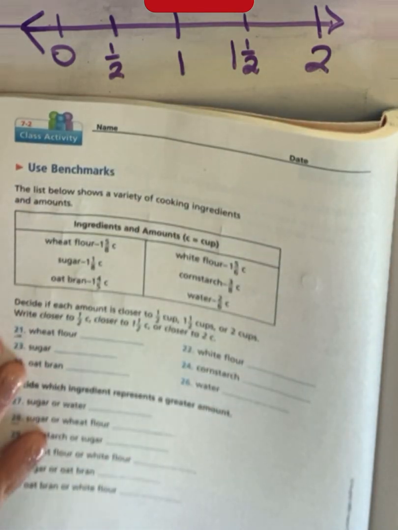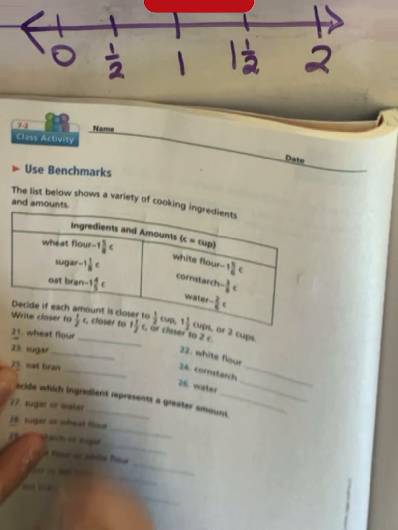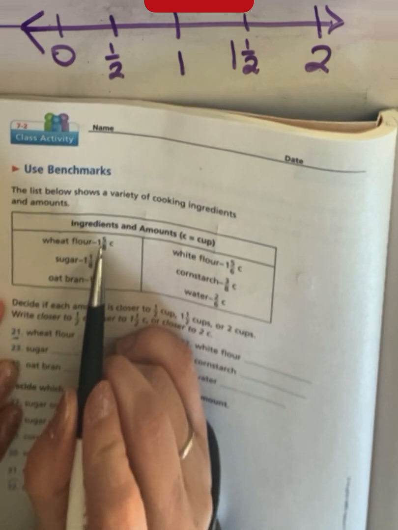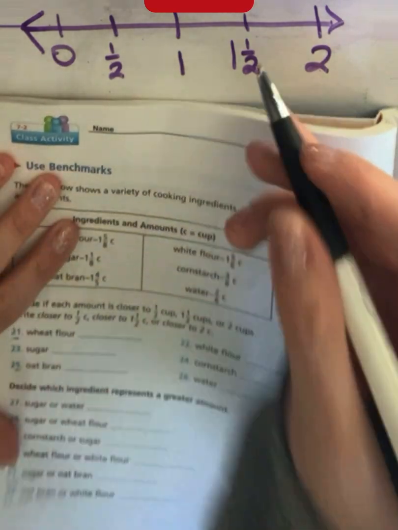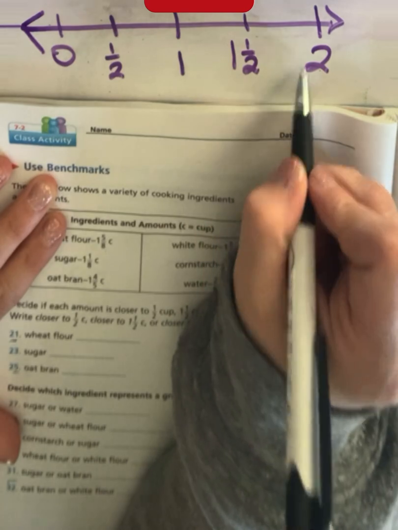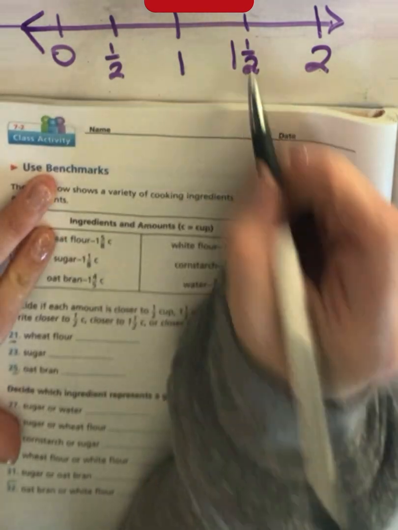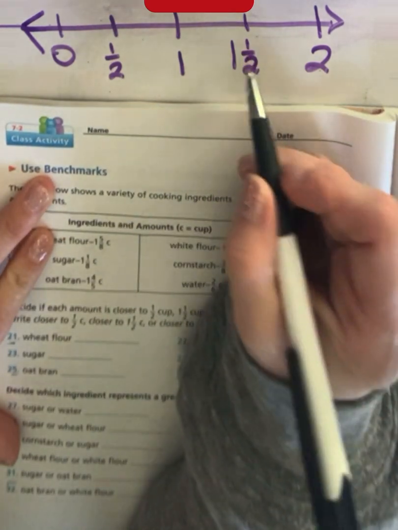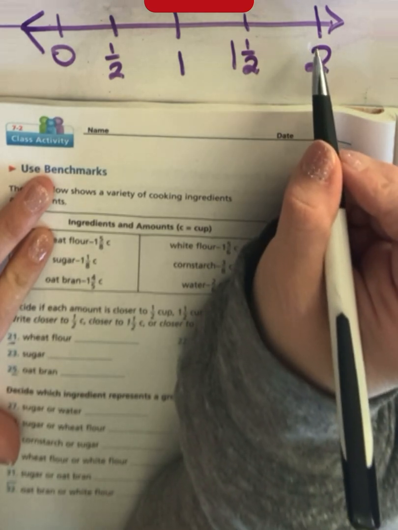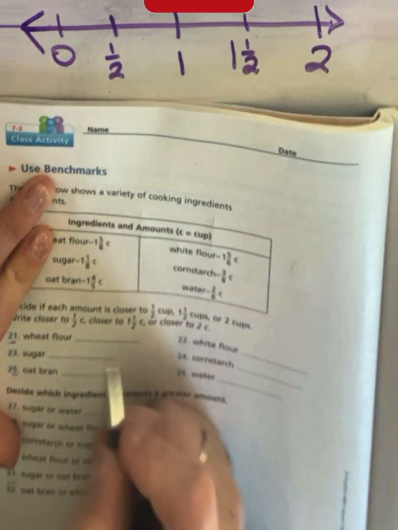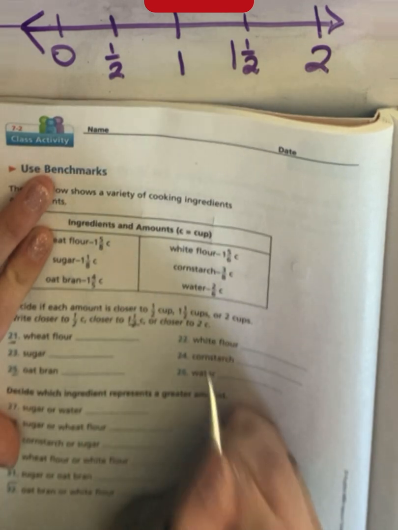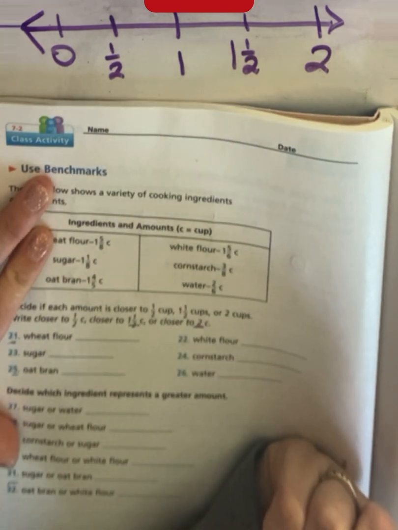So if I'm looking at this page and I'm looking at wheat flour is right here at 1 5/8. Now, so I know I'm going to be up here in my 1 wholes. 5/8 is more than a half because 4/8 is a half, but it's not quite 2 wholes. So is it closer to 1.5 or closer to 2 wholes?